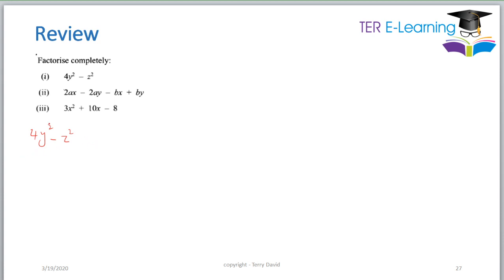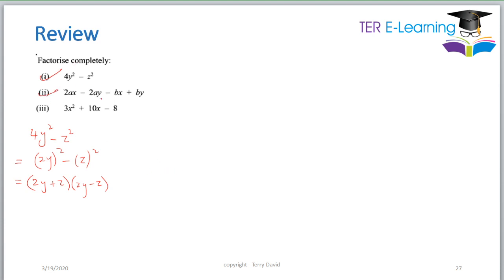So if we look at this carefully, this is the difference of two squares. I can write this as 2y squared minus z squared. So we can write this as 2y plus z in one bracket and 2y minus z in the next bracket. Alright, so this is how we factorize the difference of two squares. So this is the answer for the first part.